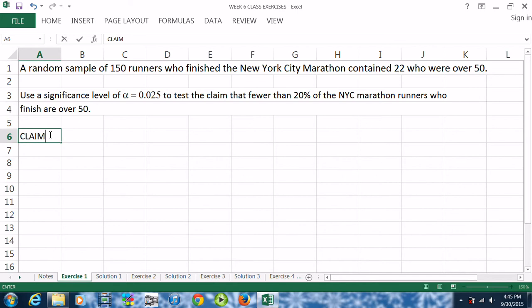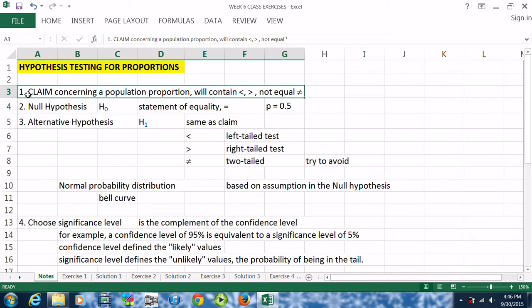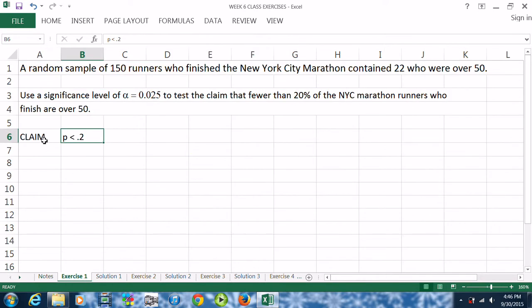So our first step here, our claim is that the proportion, which we denote with a lowercase p, is less than 0.2. Claim of less than 20%, or that p is less than 0.2. So first step, state a claim in terms of an inequality, preferably a directional inequality such as a less than or greater than. And in our example, our claim is that the proportion is less than 20% or 0.2.